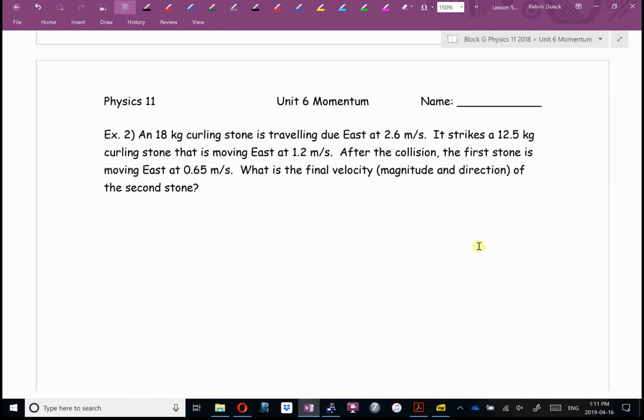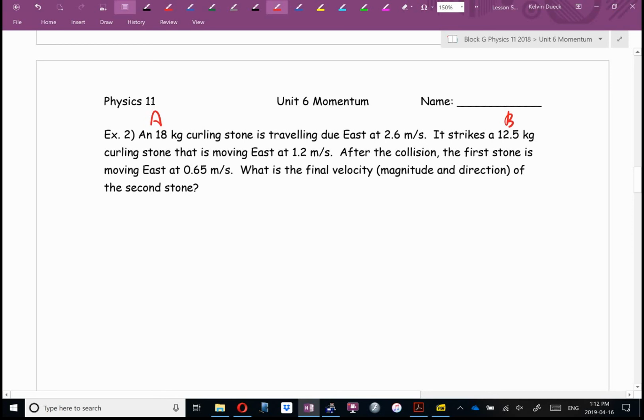A curling stone is traveling due east. It strikes another stone that's moving east. After the collision, the first stone is moving east. What's the final velocity, magnitude, and direction of the second stone? Annika, is there a collision here? Yeah. It even says after the collision. Is there more than one object? I'm going to use conservation of momentum. I'm going to be organized and lazy. Is there more than one mass? Yeah. Mass A, mass B.